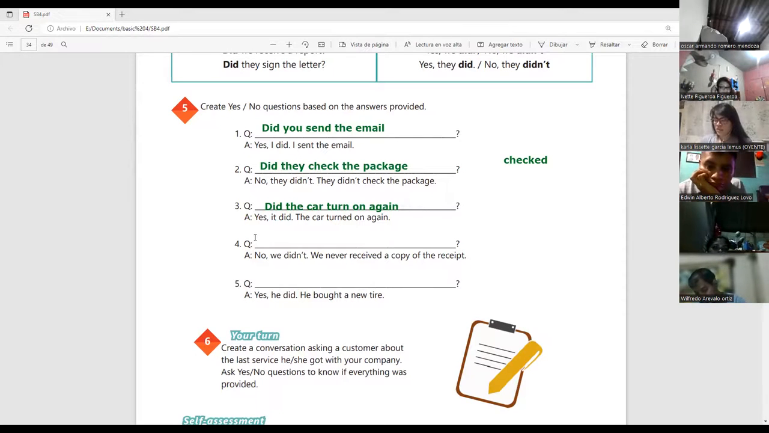In this case, no lleva it. Did the car... Puede hacer dos opciones. Se la voy a escribir aquí. Puede decir, did it turn on again? Y sabemos que el it es el carro. O podemos reemplazar nombre con pronombre. No hay ningún problema. Perfecto. Very nice. Okay. Excellent. Thank you.